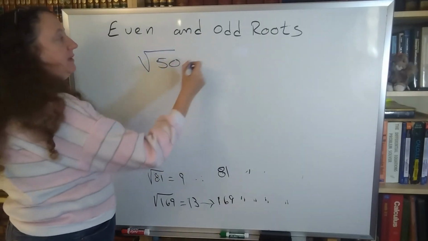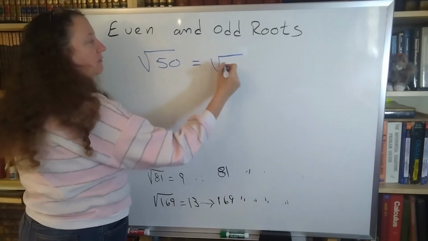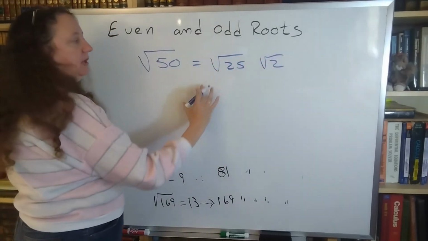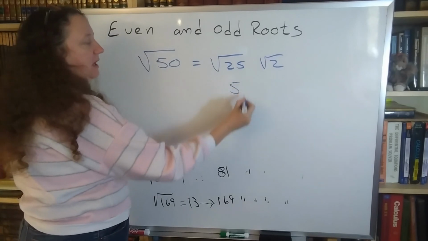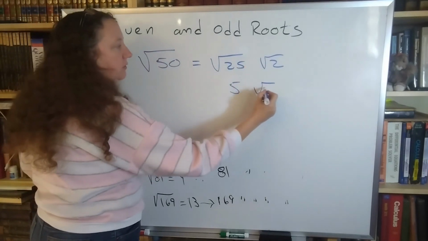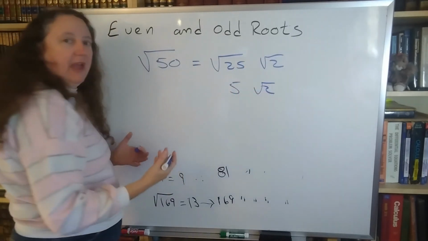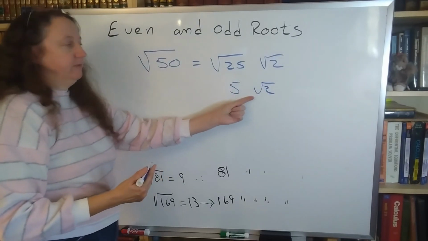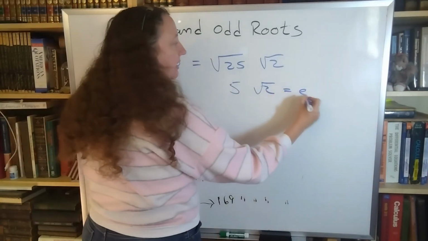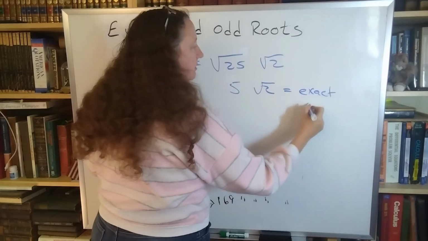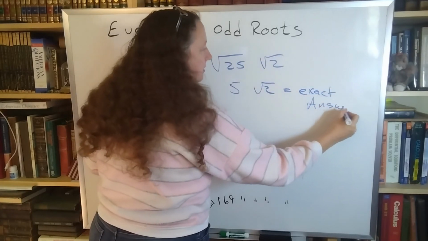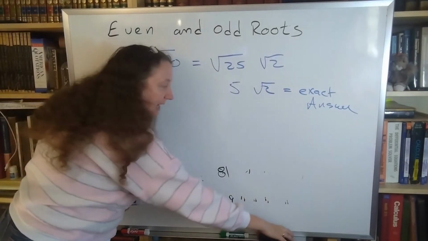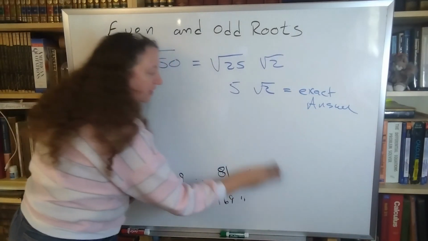So then I'd have to split that apart and make it the square root of 25 times the square root of 2. And I know that the square root of 25 is 5, and the square root of 2, I'm not quite sure what that is exactly, so I would leave it as the square root of 2. And this is my exact answer. And then if I needed to, I could use a calculator to give me the approximated answer.